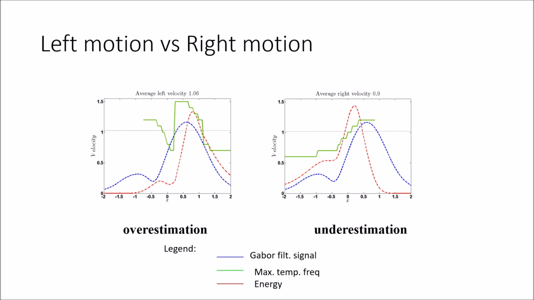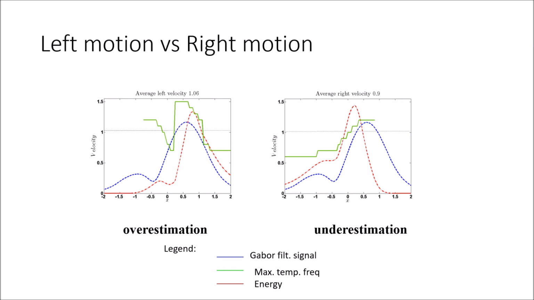Then, at every point, we apply a range of temporal filters and we pick the one that gives the largest energy response. The energy response shown here is in red. And we see now on the green curve which one of the temporal filters was picked. On the right we have temporal filters that are above 1, so there's an overestimation, then a short underestimation but with very low energy, and going up again for the movement to the left.